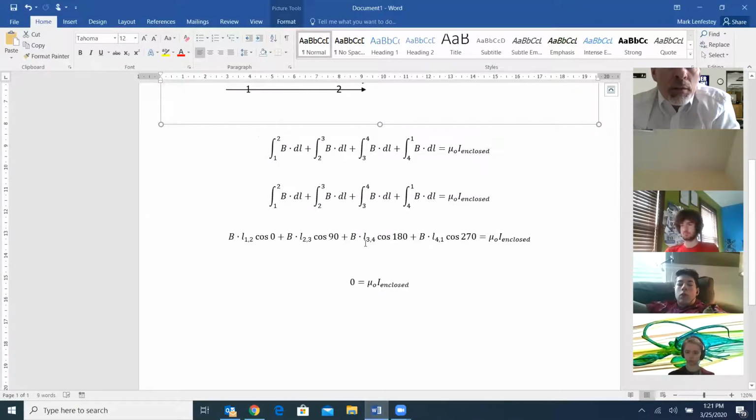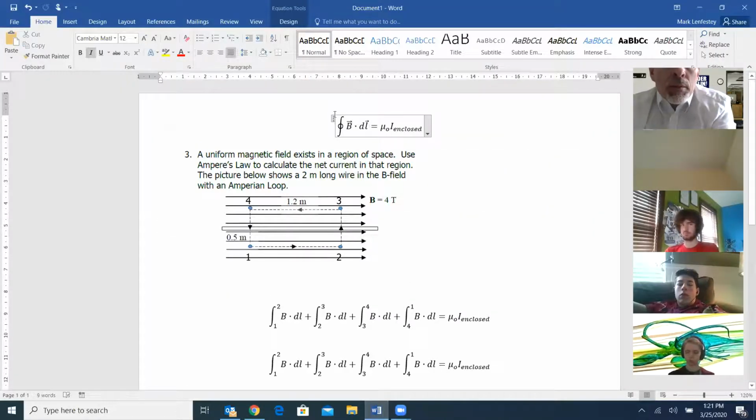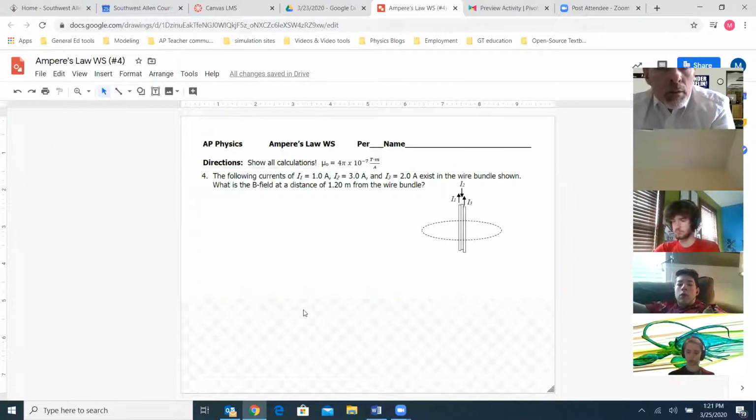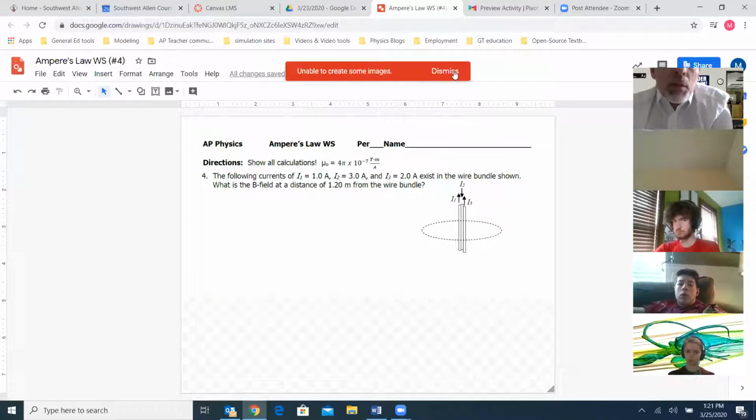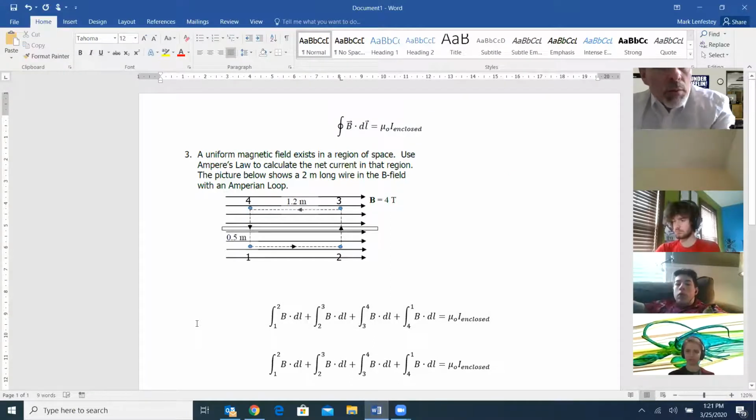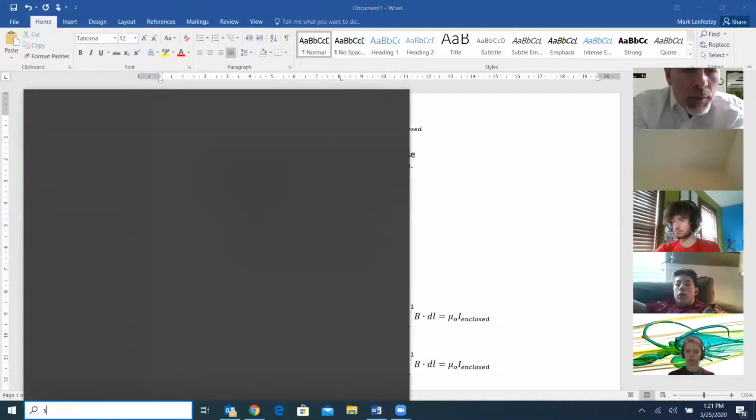Maybe I should go back to here. Ampere's law, that's this equation. I wonder if it'll let me paste it. Nope. Darn. Okay, so anyway, you're using Ampere's law. Oh, I know, I can do a picture of it, screenshot. Snip. Give me a second here, sorry.